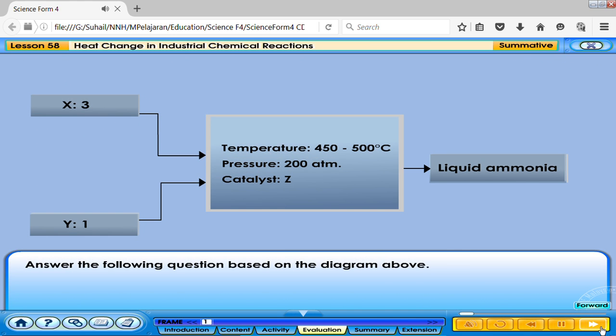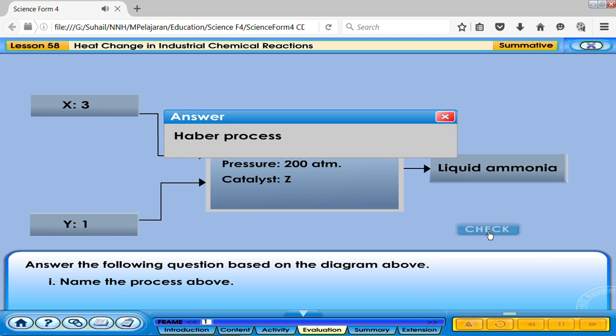Answer the following question based on the diagram above. 1. Name the process above. Haber process.